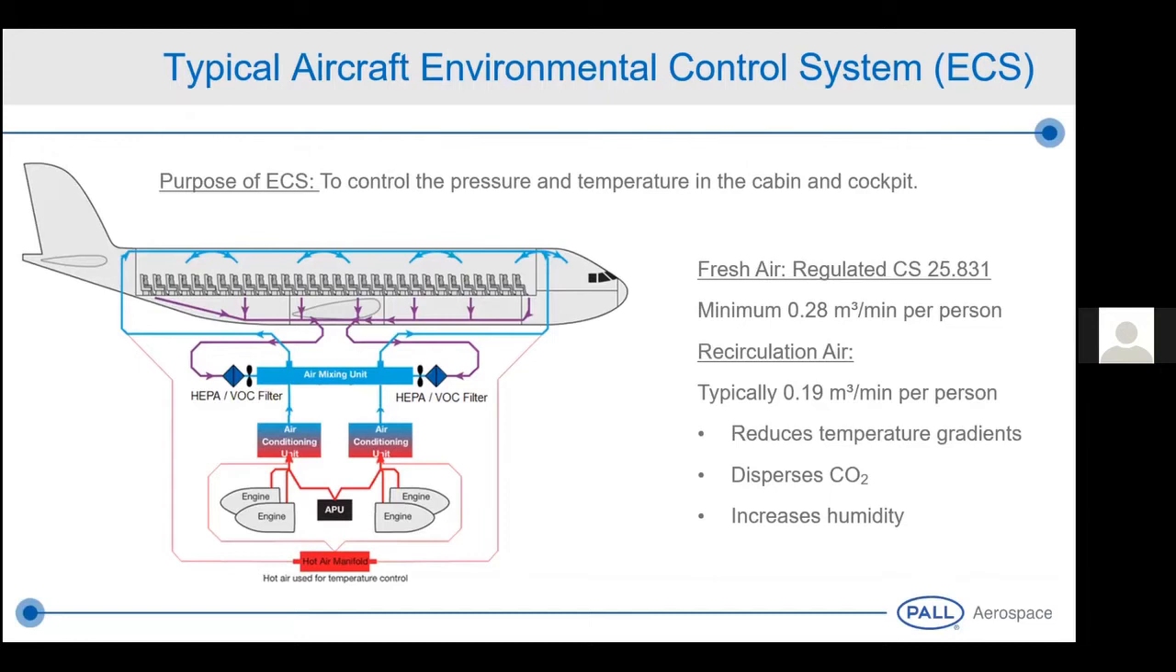We know that in cruise the humidity outside is very low, so typically in cruise we get 15 to 20% RH in the cabin, but most of that comes from the recirculation air. Also, the fresh air is currently regulated to 0.28 meters cubed per minute, or 10 CFM per person. And the air in the cabin is changed quite often, every 2 to 3 minutes. So compared with other environments, the cabin air quality can be considered relatively good.